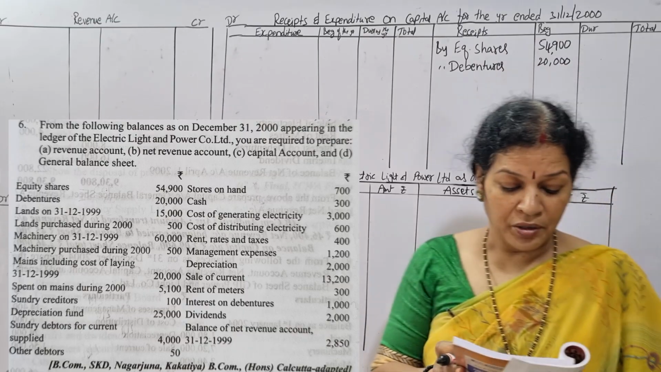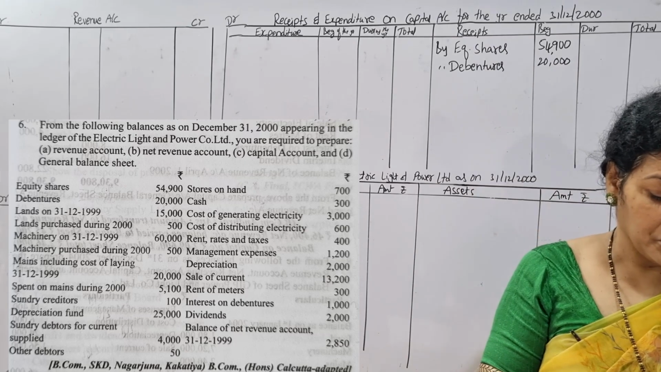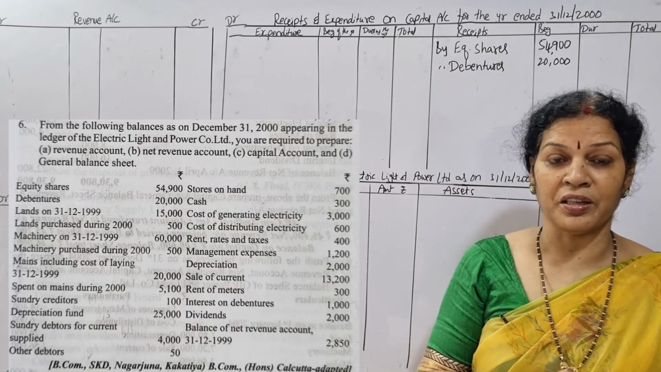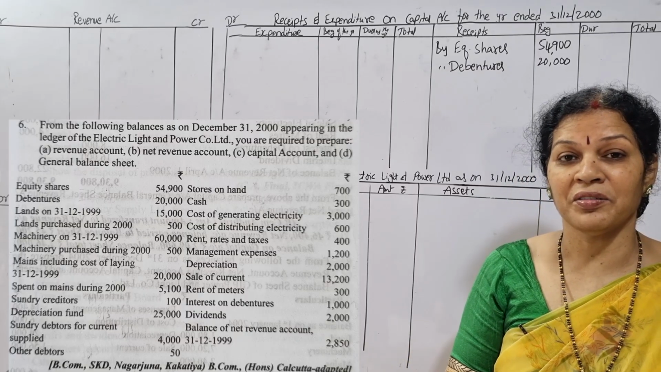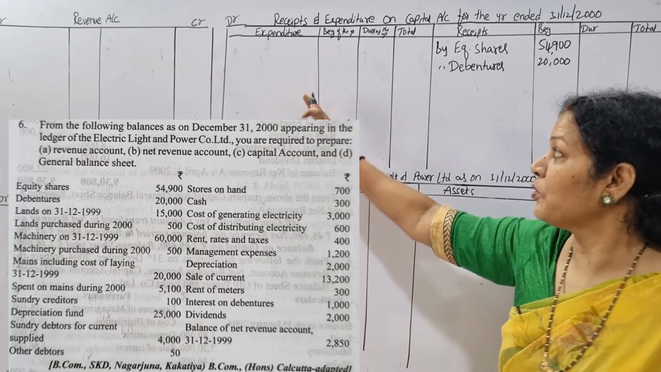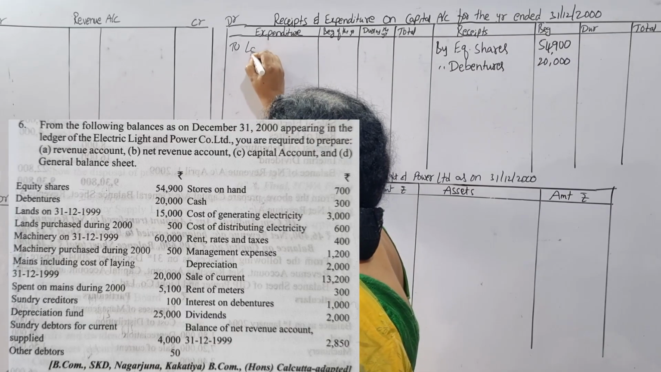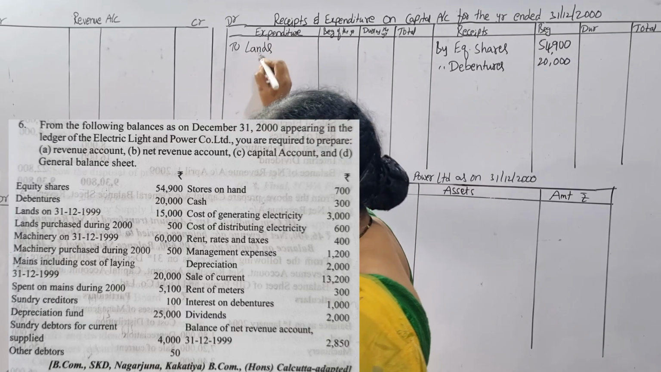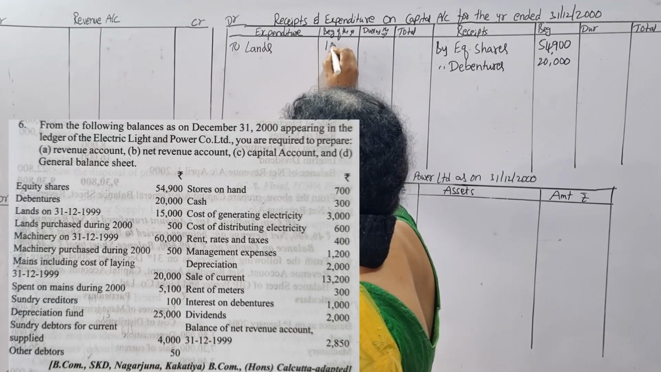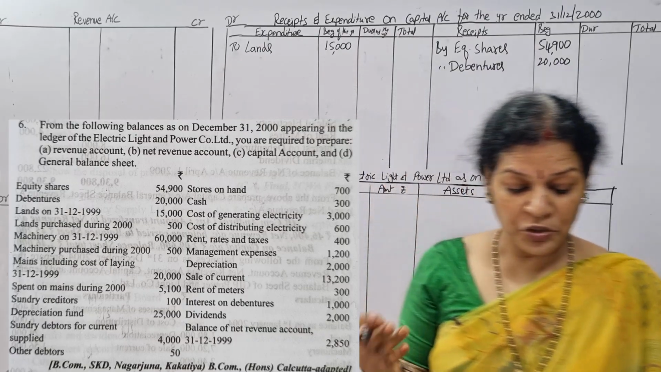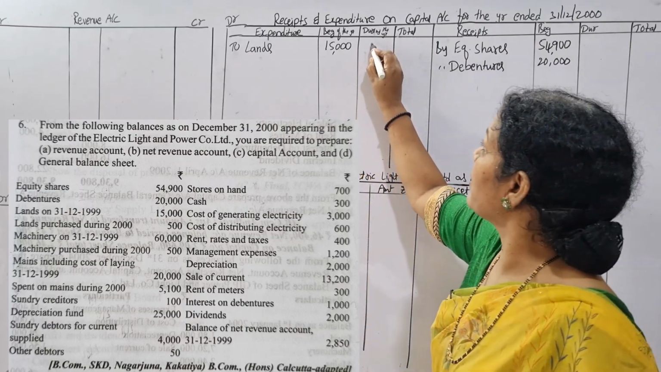Next, lands on 31st December 1999. We are preparing for 2000. It means it is the beginning of the year. Lands is capital account, fixed assets, debit side. So here it comes to lands. Beginning of the year it is 15,000. Next, lands purchased during the year. During the year means here we'll write 500.